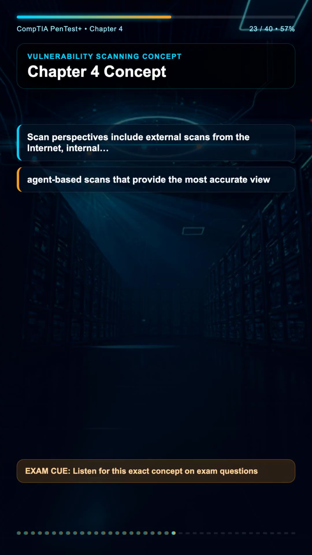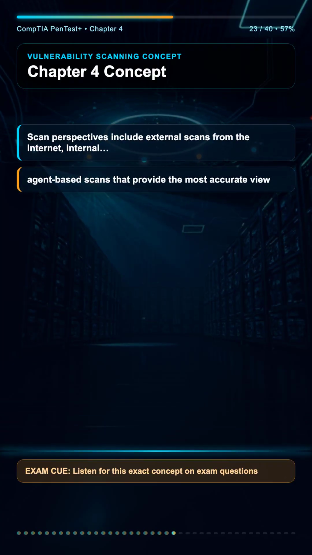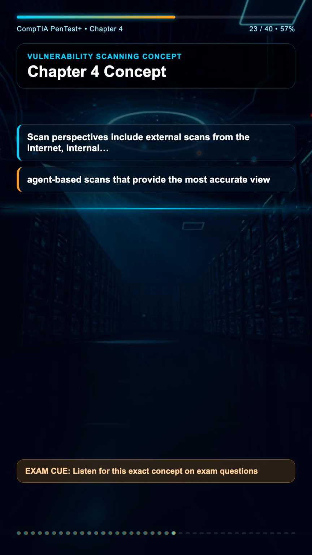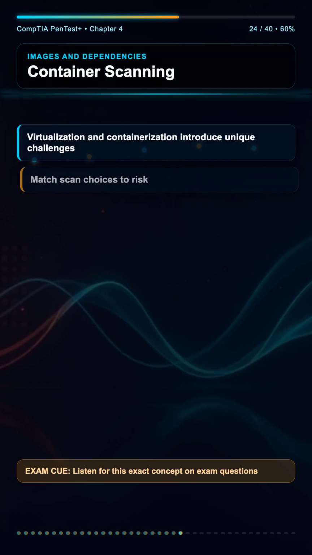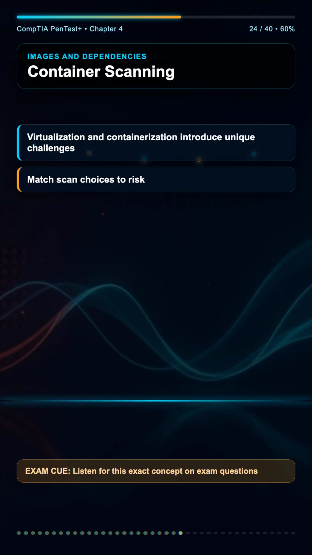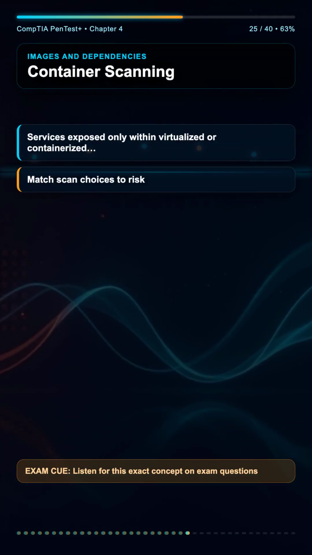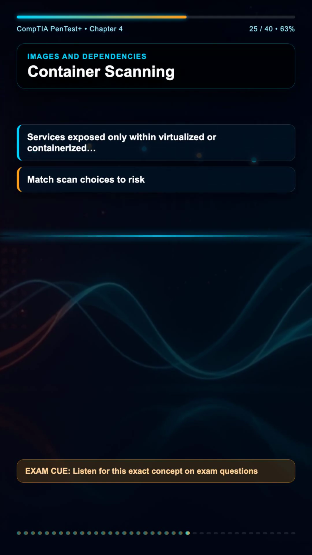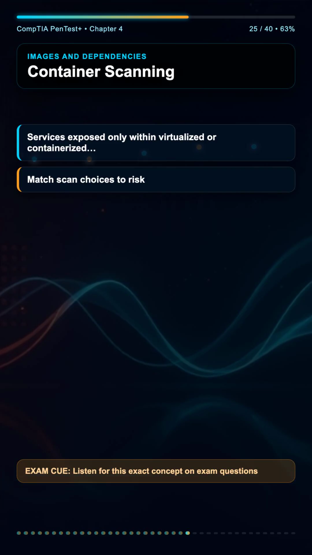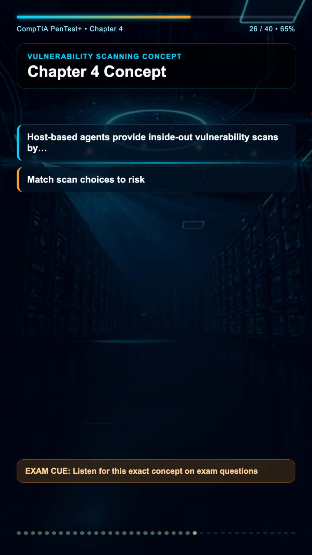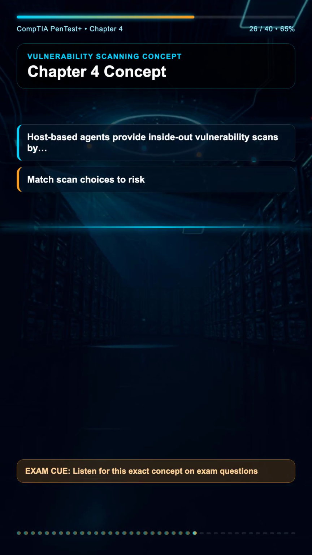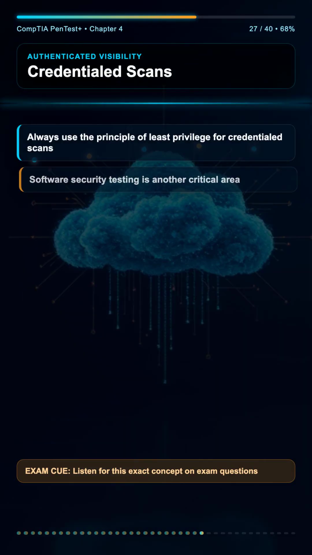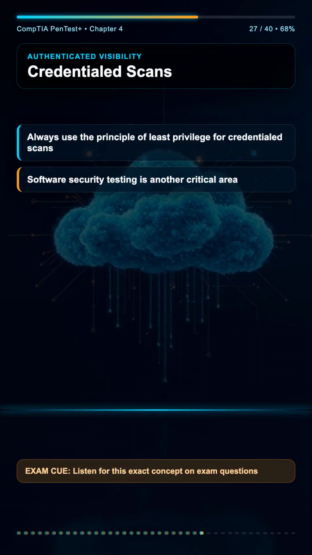Scan perspectives include external scans from the internet, internal scans from the corporate network, and agent-based scans that provide the most accurate view. Virtualization and containerization introduce unique challenges. Services exposed only within virtualized or containerized environments may not be detectable by traditional network-based vulnerability scanning. Host-based agents provide inside-out vulnerability scans by installing small software agents on each target server. Always use the principle of least privilege for credentialed scans.